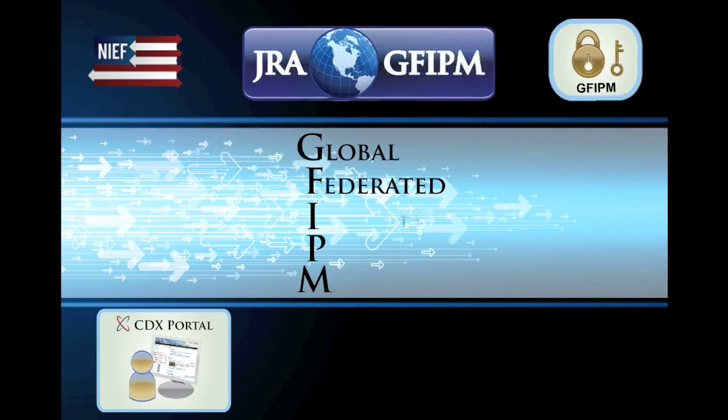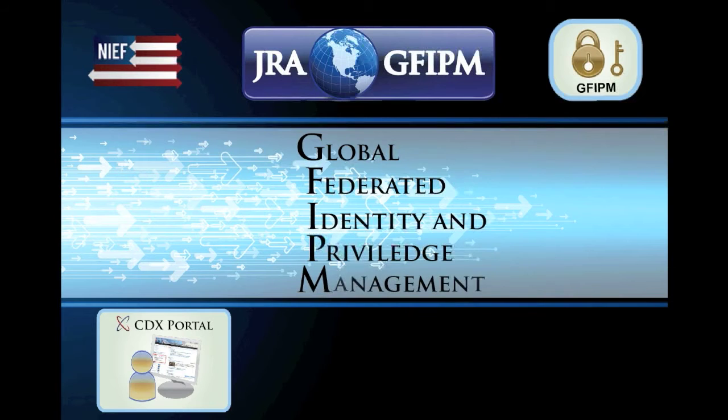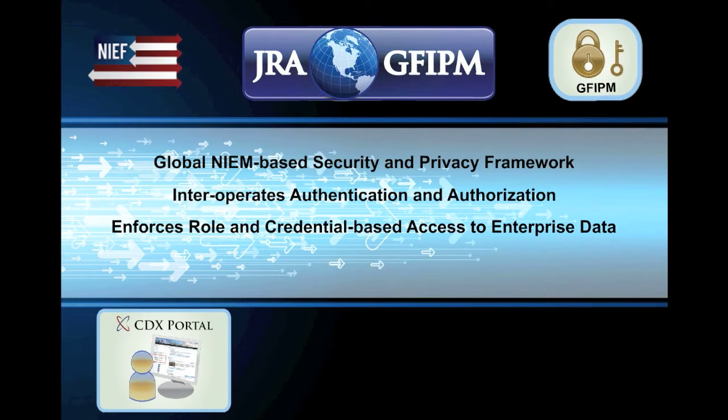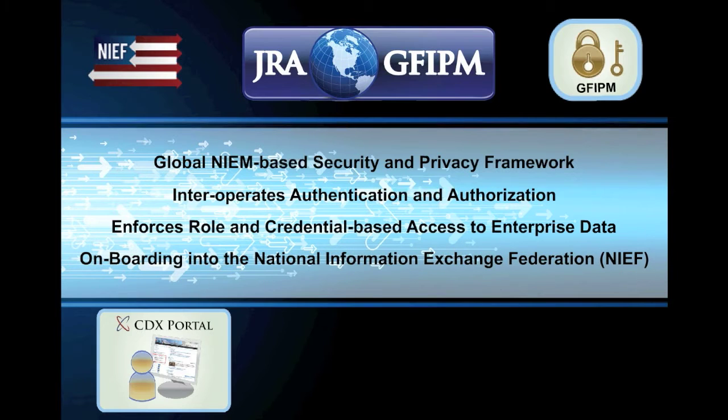GFIPM is the Global Federated Identity and Privilege Management Specification. GFIPM from Global uses NEAM metadata for security and privacy enforcement for role-based access control, using the justice credentials and certification of its users. And it's the required framework for joining the National Information Exchange Federation. Let's look at how GFIPM works.